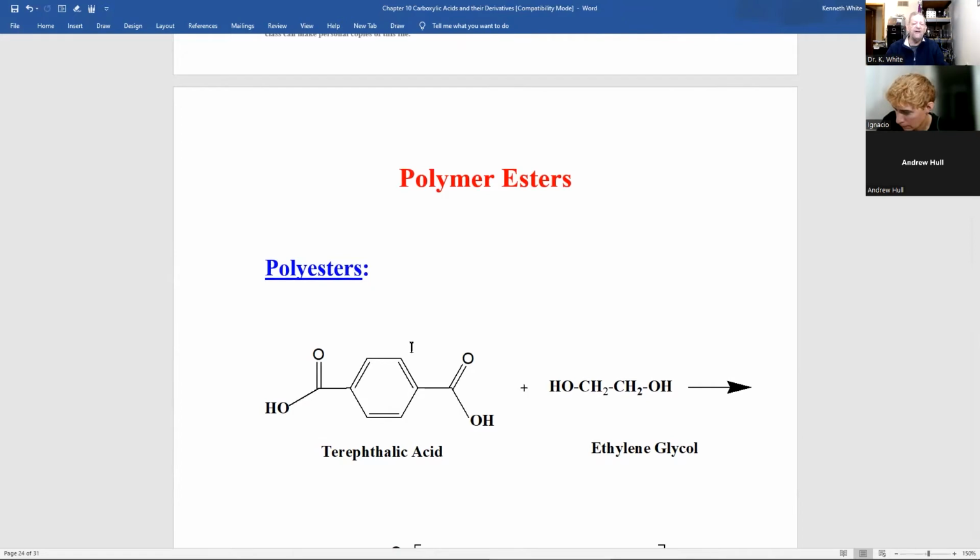There's something called polyesters or polymer esters, and they're also called really polyesters. Poly means many, and esters, well, you know what that is. So this is a way to make a molecule with many esters. Now, if you look at the first molecule, this has not only one, but 2 carboxylic acids. One here and one here. It's got a benzene ring. And here we have ethylene glycol. And that has 2 alcohols in there.